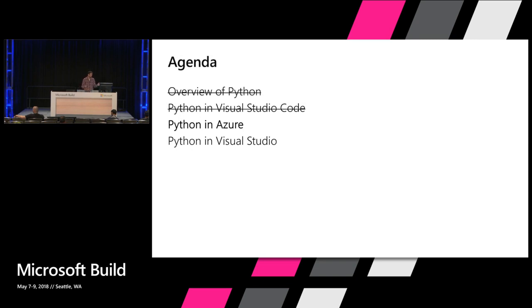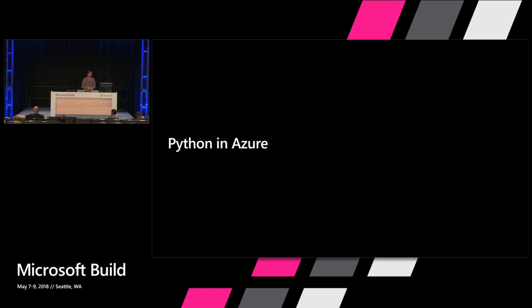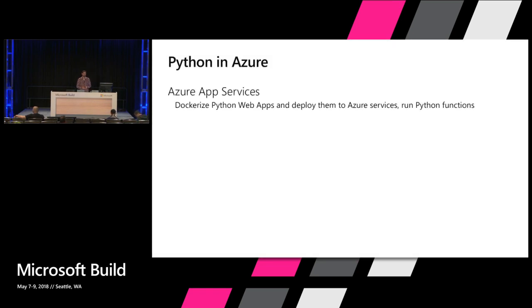Okay, so that was a pretty in-depth tour of Python and Visual Studio Code. Now we're going to take a look at Python in Azure. As I mentioned before, there are a few different services for Python in Azure. We have Azure App Service, and really the best way to work with Azure App Service is to deploy Docker containers to App Service for containers. And you can also run Python functions in Azure App Service.